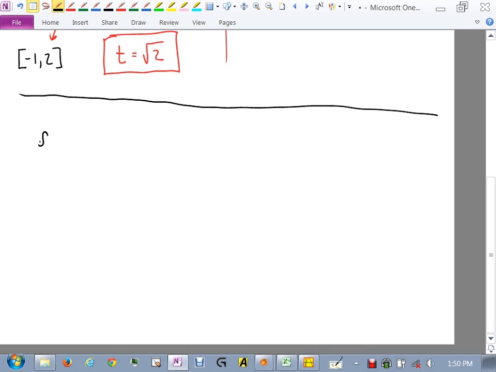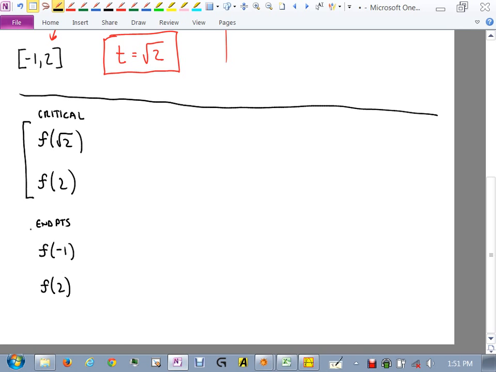So I need f of √2. I need f of 2. These come from my critical numbers, right? Those are my critical numbers. And then the endpoints are f of what? -1 and then f of 2. Do we notice that we have repetition here? One of our critical numbers is one of our endpoints, so we don't have to do it twice. We really only need to evaluate the function at 3 places.